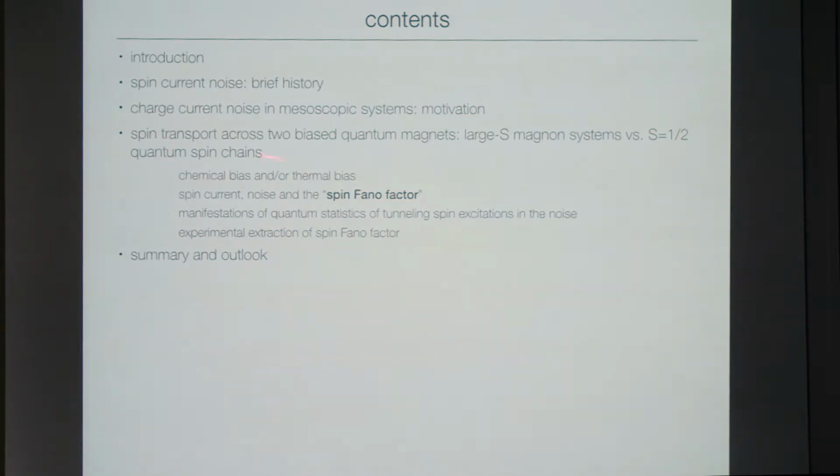And I'll talk about different types of biases you can apply. I'll define the spin Fano factor, look at manifestations of the quantum statistics of the tunneling spin excitations in the noise, and then look at experimental extraction of the spin Fano factor. And I'll summarize at the end.